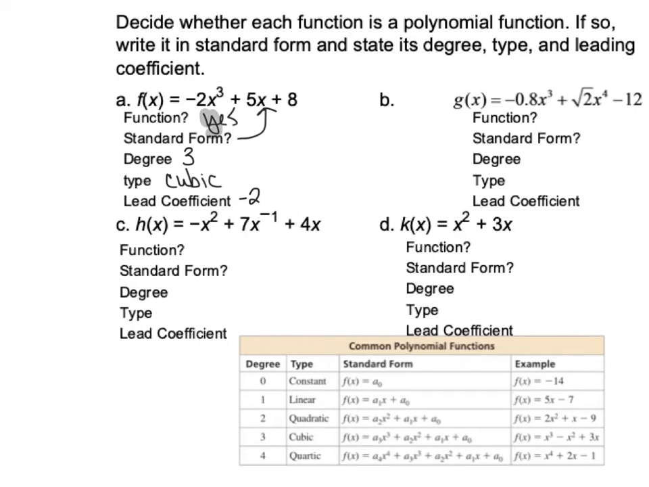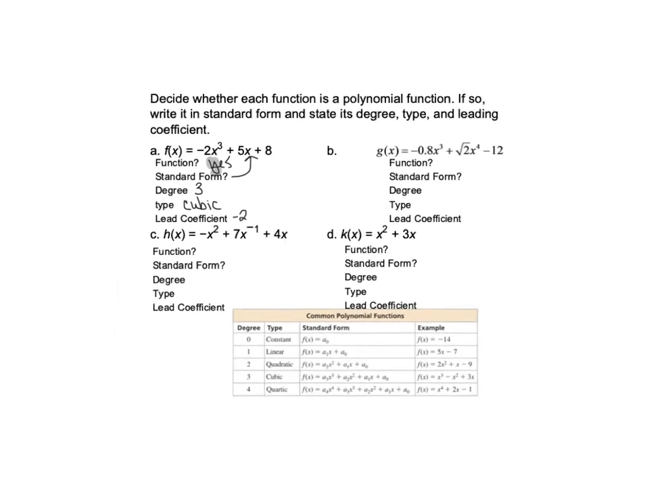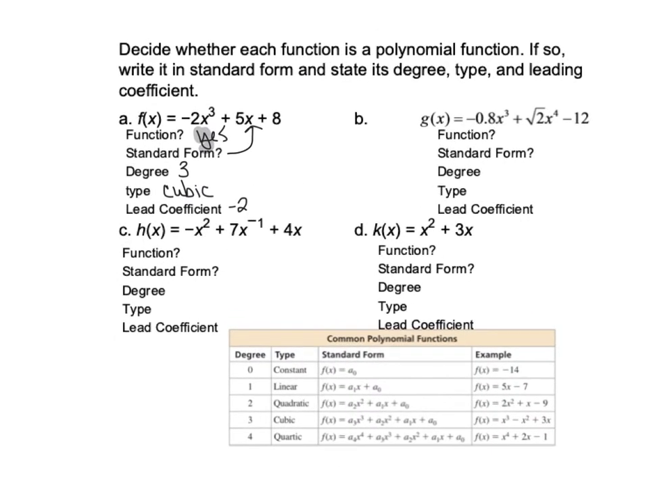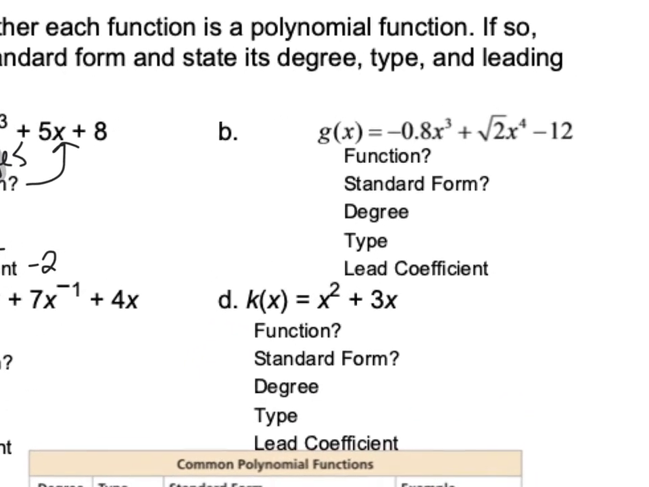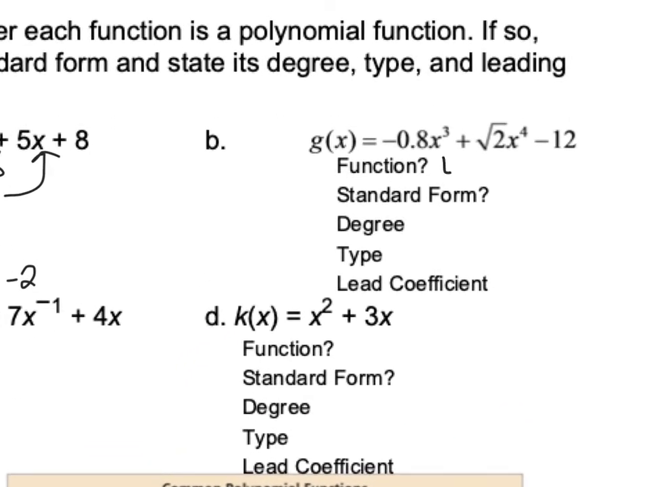This second one here, I've got a little bit stuck, there we go, is we need to see if it's a function. So to know if it's a function, we're looking at our exponents. We have exponents of 4 and 3. There's no negatives, there's no fractions, there's no anything like that. So yes, it is a function.